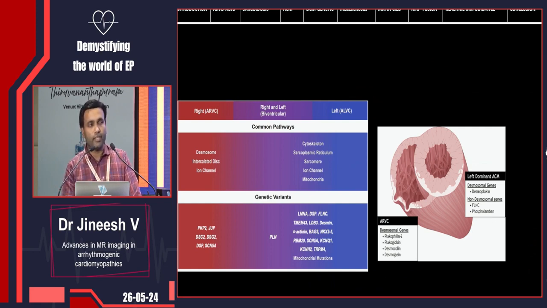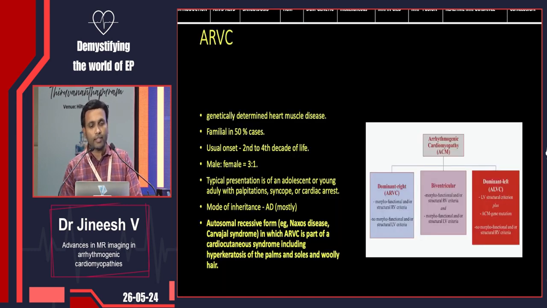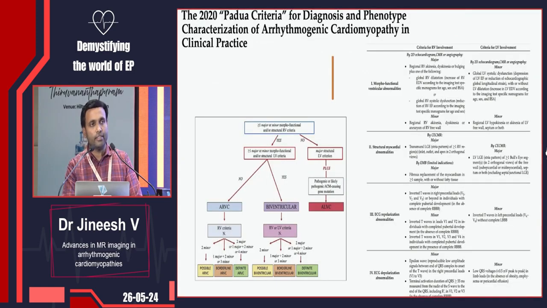As we know, there's a right dominant spectrum, a left dominant spectrum, and a biventricular spectrum. The right side is mainly due to desmosomal mutations, and the left side can be desmosomal plus non-desmosomal. The right side is the ARVC spectrum, which has an imaging part, a genetic part, and an ECG part. The guidelines got updated, and we now have the Padua criteria, where there is a role for MRI, especially in the major criteria and also the minor criteria with dyskinesia and volumes, and also for left side and biventricular pathology.